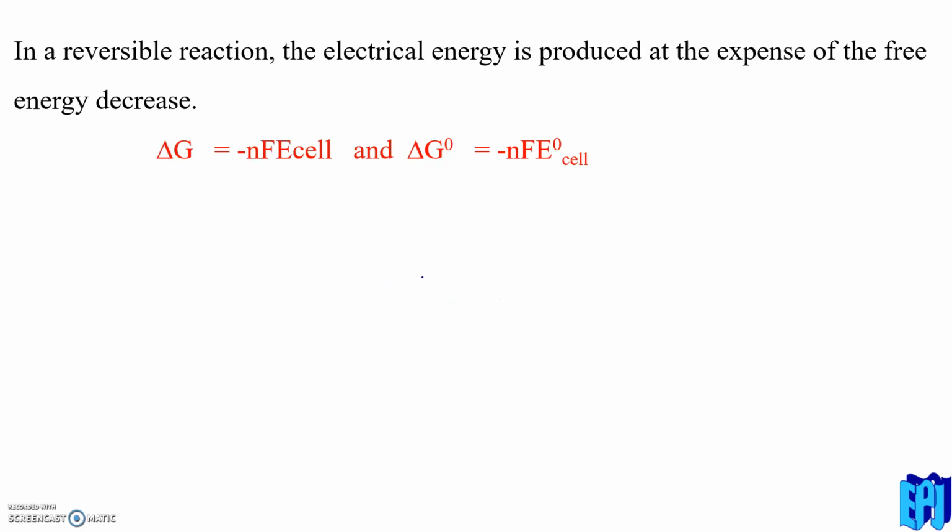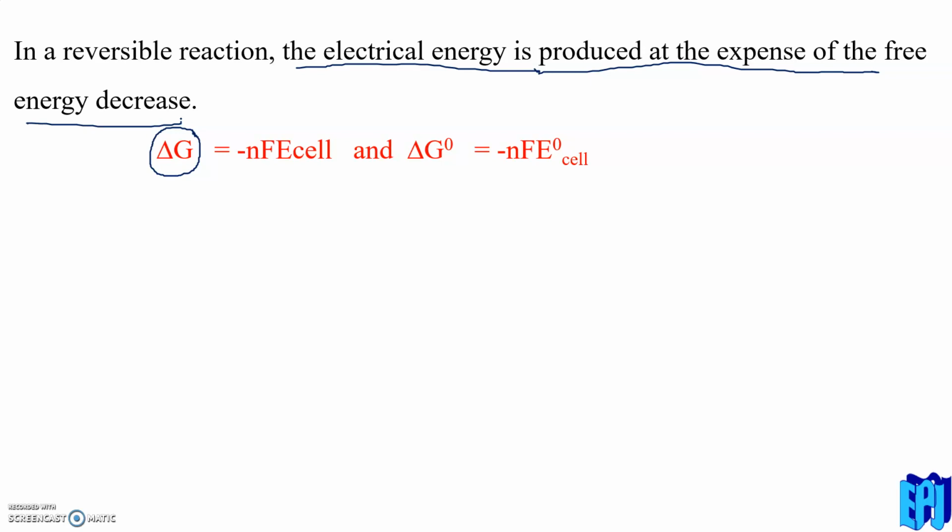Next, we know the famous equation, delta G is equal to minus NF E cell. What is the meaning of this? The meaning is that how much the free energy decreases, that much electrical energy is produced. By this statement, it is clear that in a reversible reaction, electrical energy is produced at the expense of free energy decrease. That is the real meaning of delta G is equal to minus NF E cell.